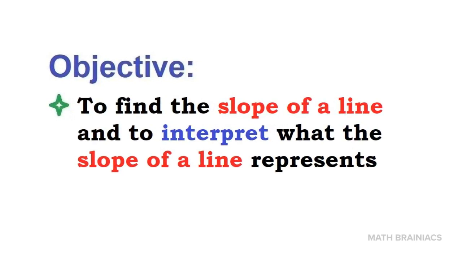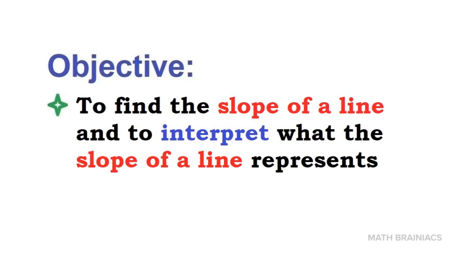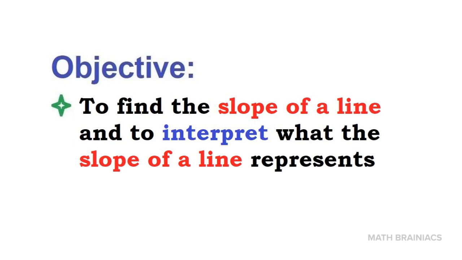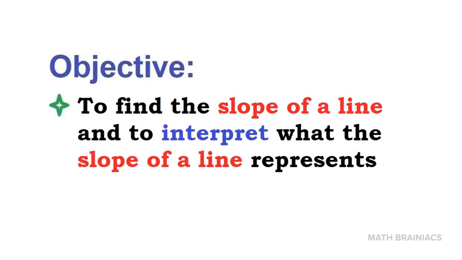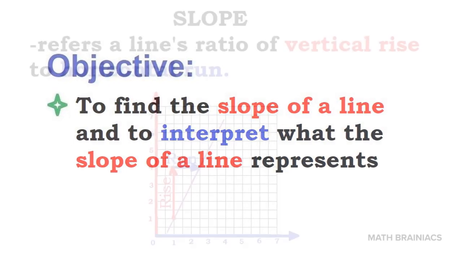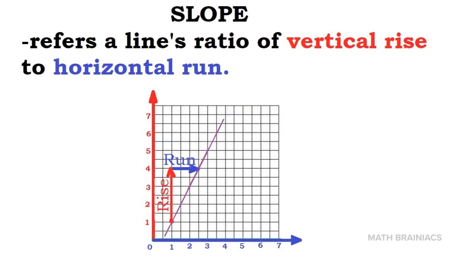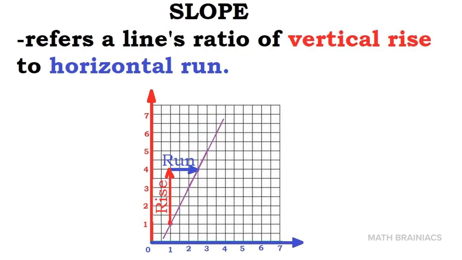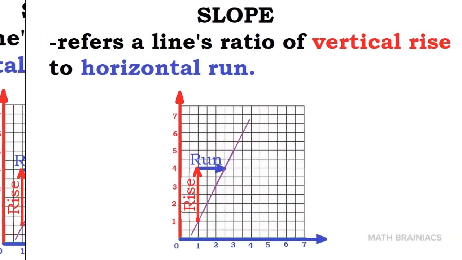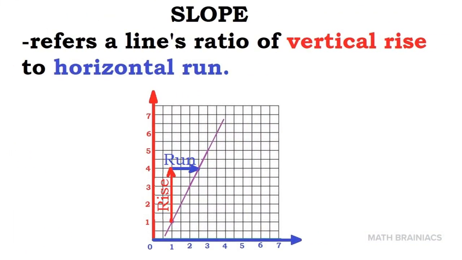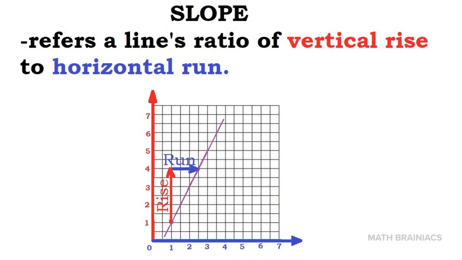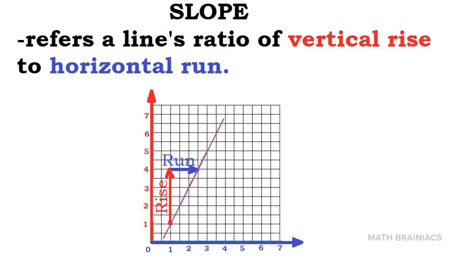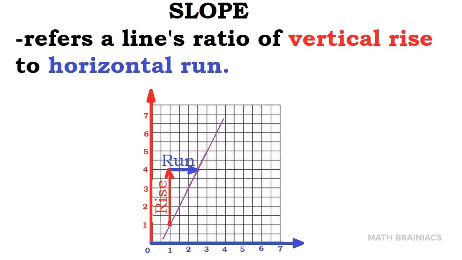Let us move first to the main objective of our lesson. We are going to find the slope of a line and to interpret what the slope of a line represents. A slope refers to a line's ratio of vertical rise to horizontal run. The rise refers to the difference of the values on the y-axis, while the run refers to the difference of the values on the x-axis.